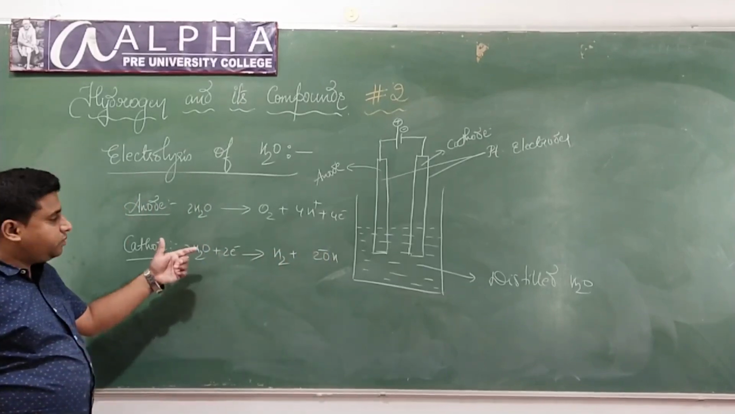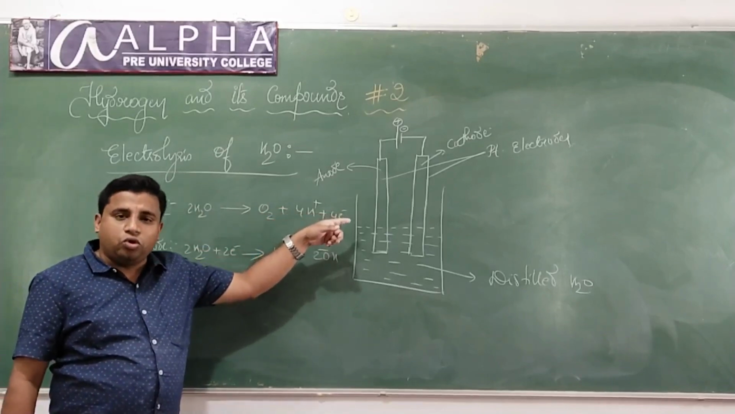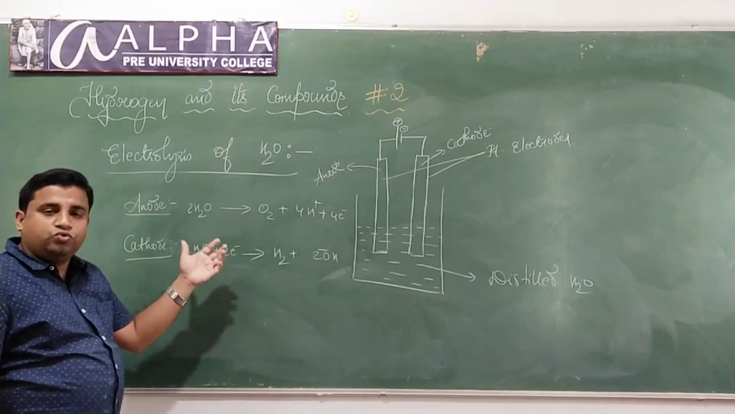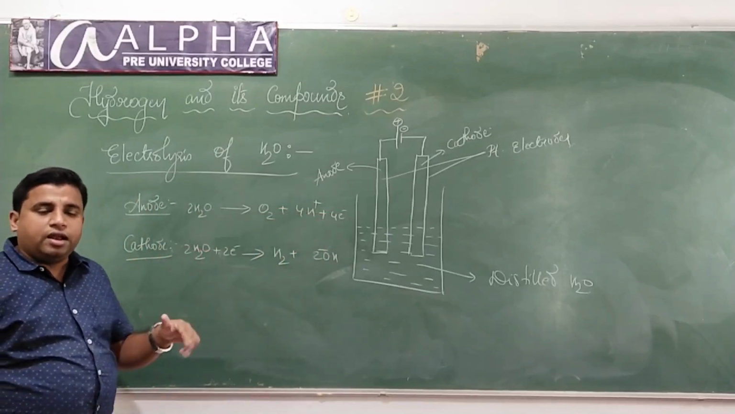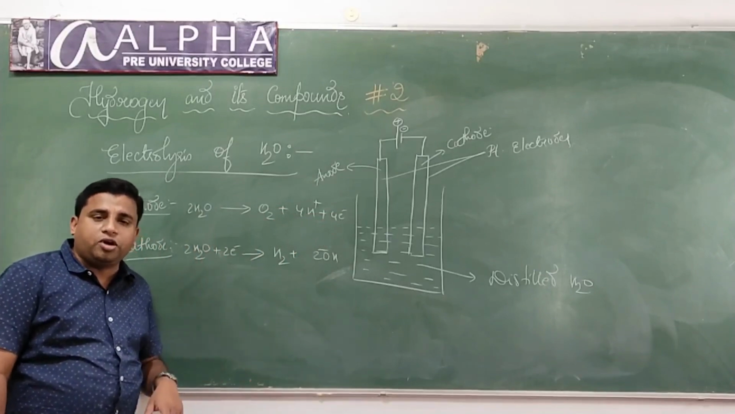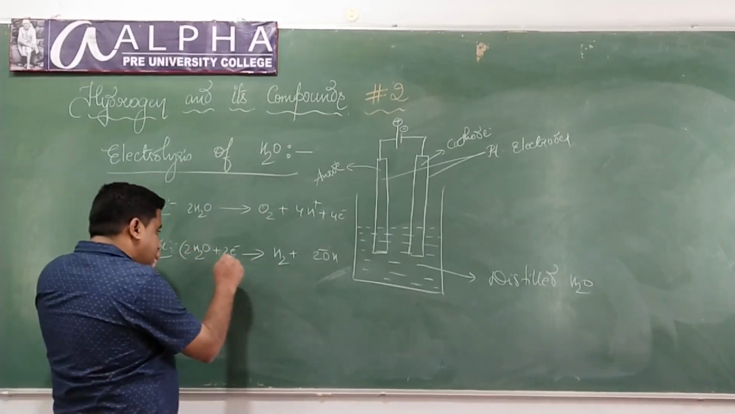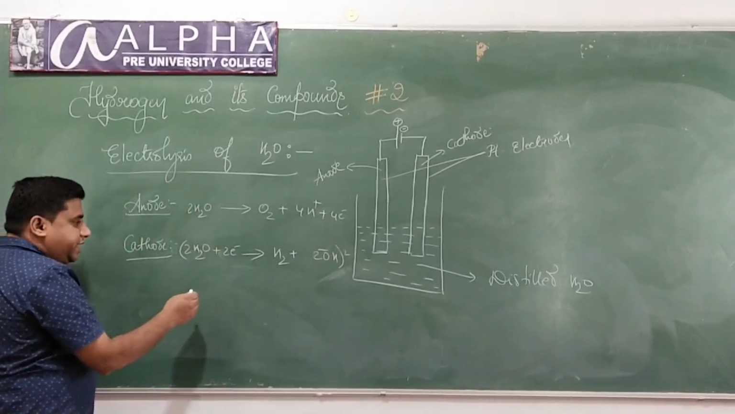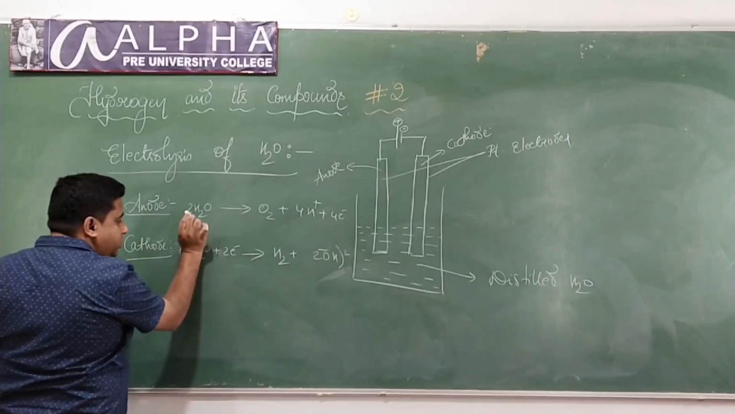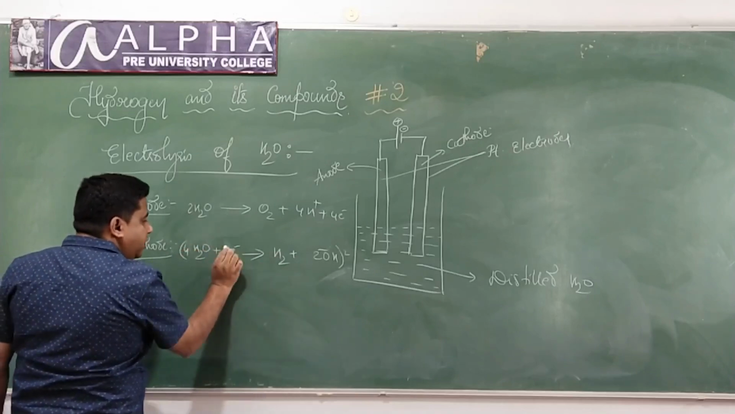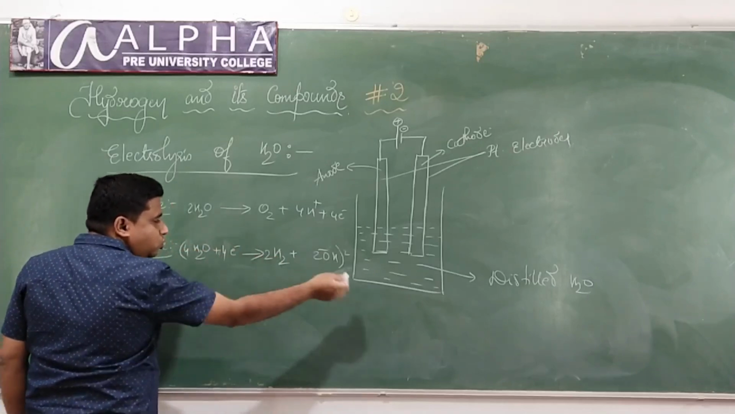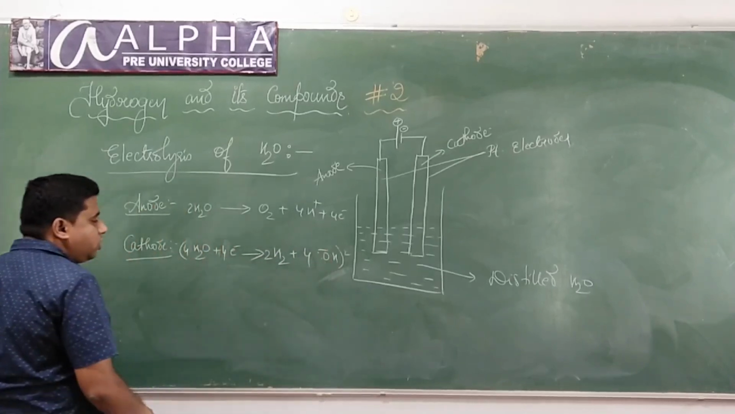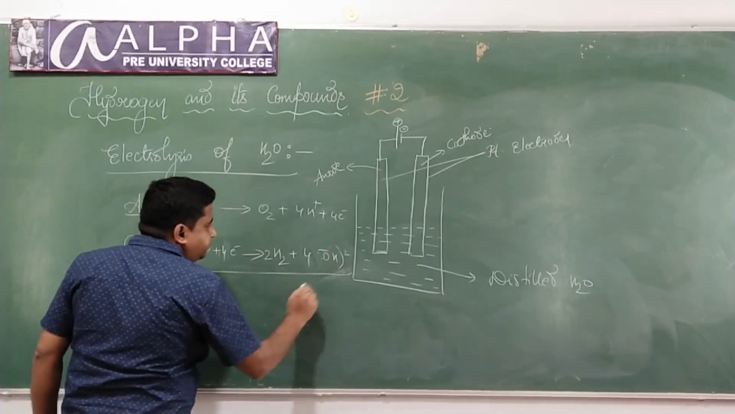Observe here, the number of electrons lost is 4. The number of electrons gained is 2. We have learnt in redox reactions that the number of electrons lost must be equal to the number of electrons gained. So I'm going to multiply this reaction by 2. If I multiply the reaction by 2, what I will get? 2 2s are 4, 2 1s are 2, 2 2s are 4. Now add the two reactions.